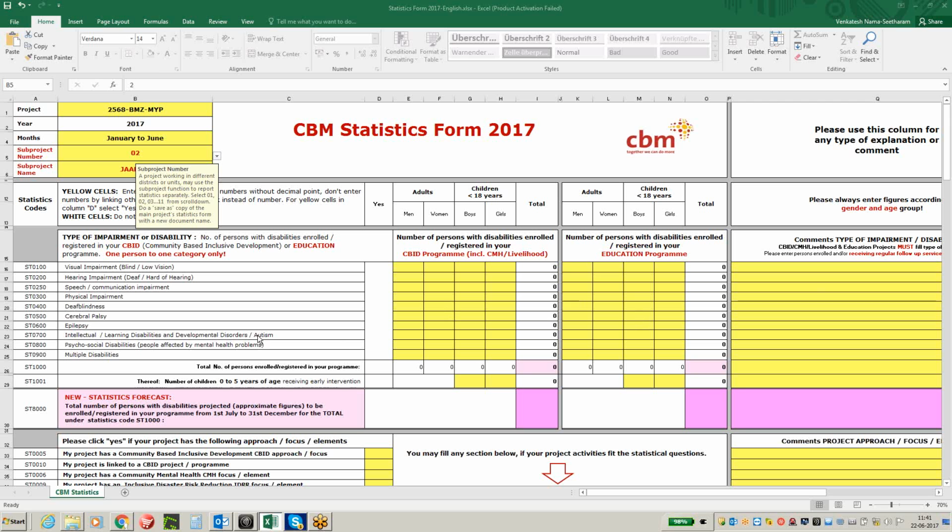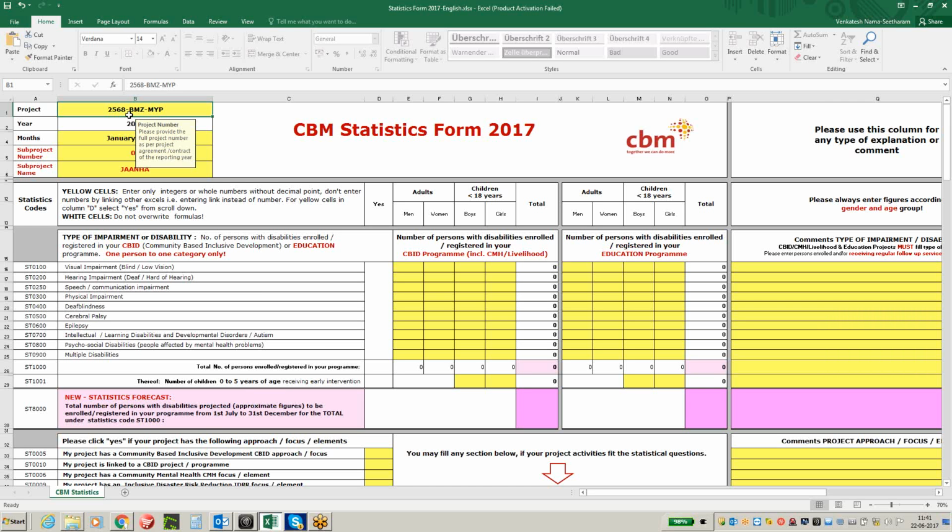Sorry, Venkatesh, yes, please. I'm a project officer for the Seeing is Believing project, and we don't have a sub-project number. So what happens then? What do you mean by sub-project number? I'm referring to the top left here. So there's the project, then there's a year, months, and then there's a sub-project number. How is it in the Navision? Is there a separate project number for each sub-project? Yes, we have separate project numbers.